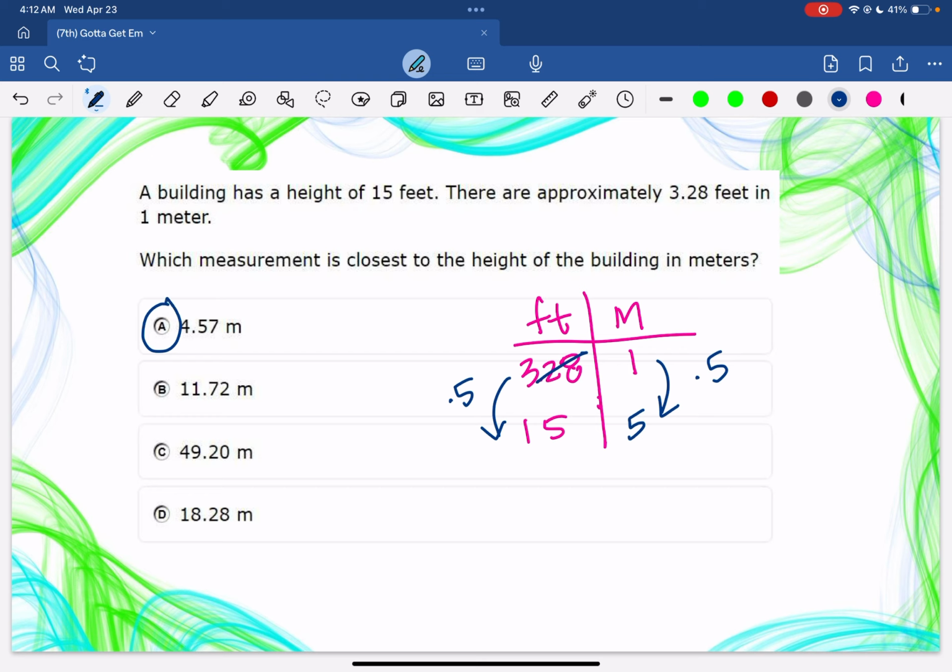You can definitely put in a calculator 15 divided by 3.28. You would get 4.57, but in 7th grade, we're not allowed a calculator. So I just try to make it a little easier to find the answer. I haven't ever seen this problem as a griddable. All right, let's do another one.